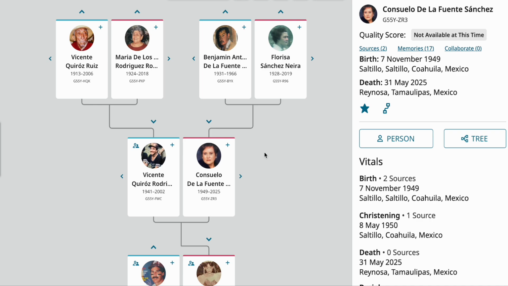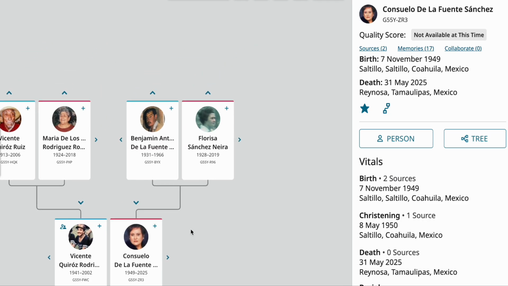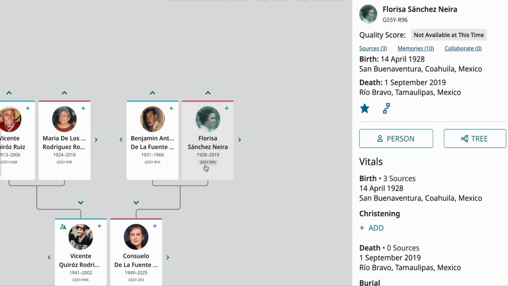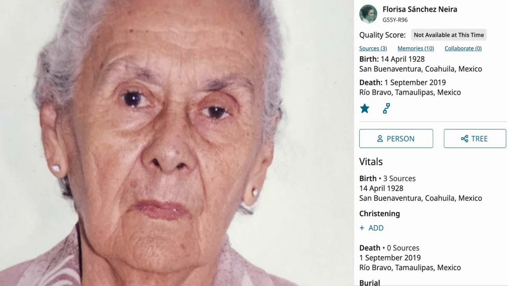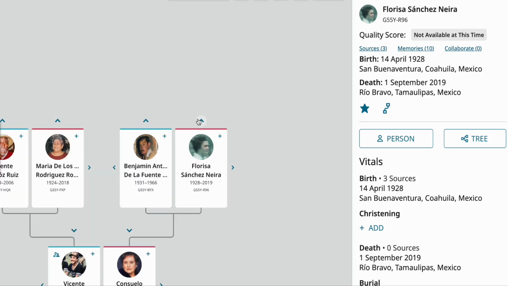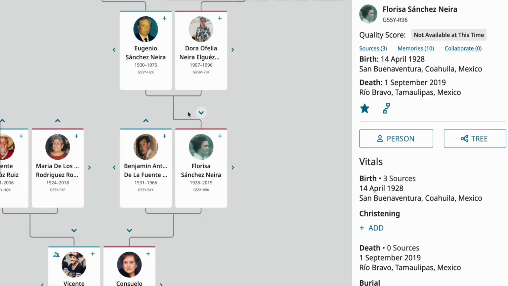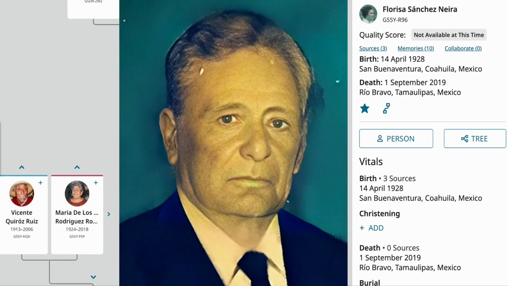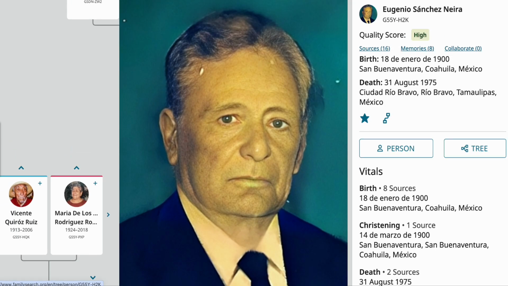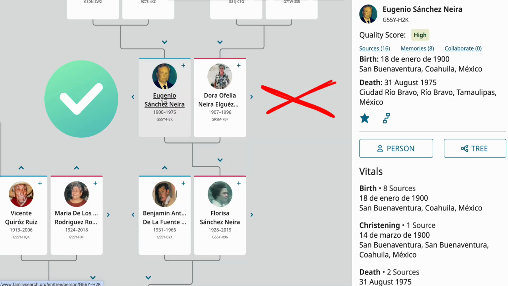Now, she inherited this trait from her biological mother, Florista Sanchez Neira. As you can see, hers is a lot more noticeable. She has a droopy eyelid. Now, she also inherited this from her biological father, who also has the droopy eyelid. His may not show too noticeably, but he does have the droopy eyelid on one of his eyes.